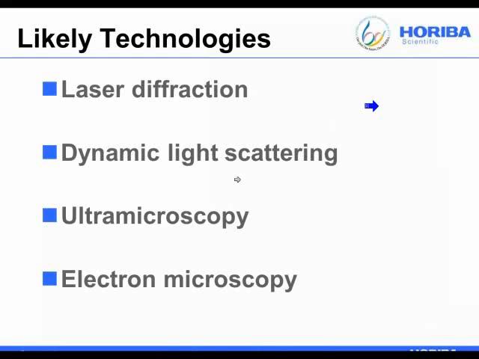So, technologies we're likely to see when we look at material below 1 micron. Laser diffraction is very common. Dynamic light scattering, extremely common. Ultramicroscopy, which is, for lack of a more descriptive term, kind of dark field microscopy. And then electron microscopy, which could be SEM or TEM.